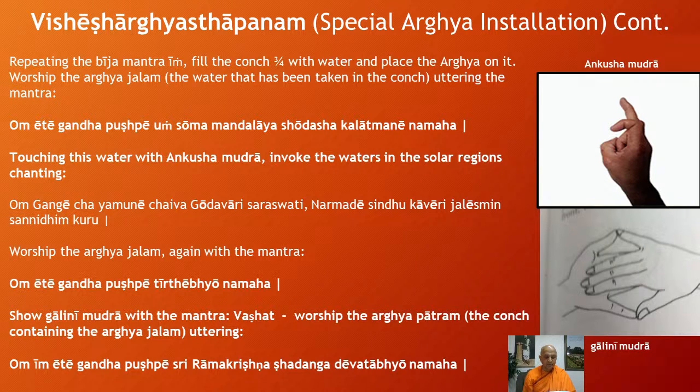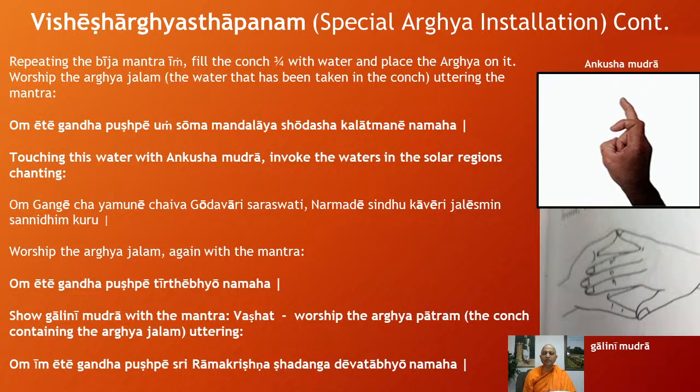So touching the water with Ankusha Mudra, invoke the waters from the solar region. This Ankusha Mudra is used to invoke the waters from the solar region. So what is to be chanted now? In Samanya Arghya Sthapana also we did it with Ankusha Mudra. So now to invoke all the rivers from the solar region, from the heaven, we are using this mantra. This mantra is a very important mantra. Om Gange Cha Yamune Chaiva Godavari Saraswati Narmade Sindhu Kaveri Jalesmin Sannidhim Kuru. O all the divine rivers, the mothers, Ganga, Yamuna, Godavari, Saraswati, Narmada, Sindhu, Kaveri, in the water I have kept in the conch, Sannidhim Kuru, please make your presence felt there.